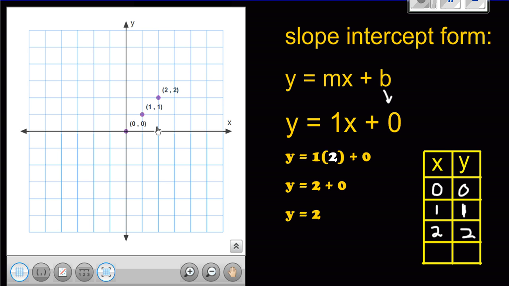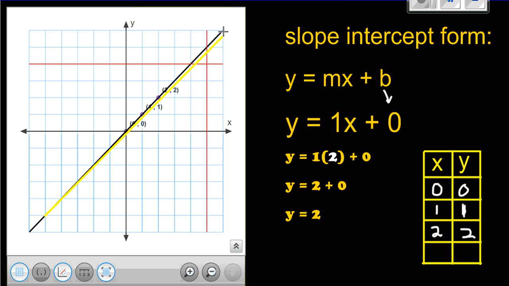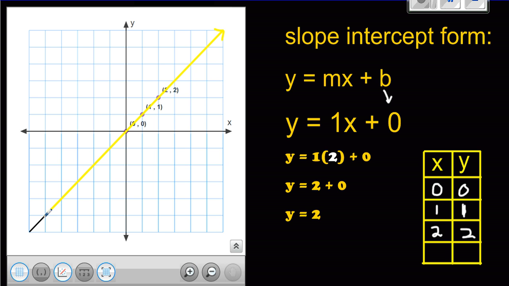And then all we have to do now is to connect those points with a straight line. And with this straight line, since it's yellow, I'm just going to make that straight line a yellow color. Okay, and we'll connect those and then add our arrows to the end of that straight line. So we add our little arrows to know that it goes on in both directions forever and ever.